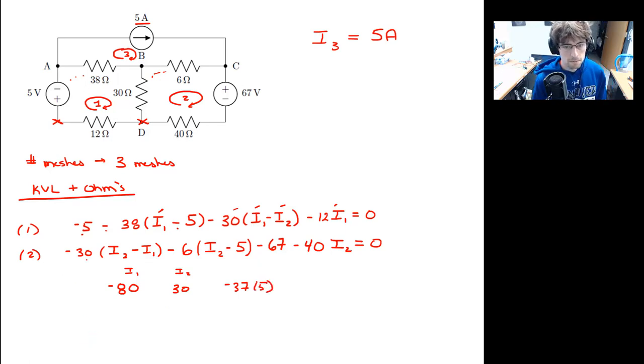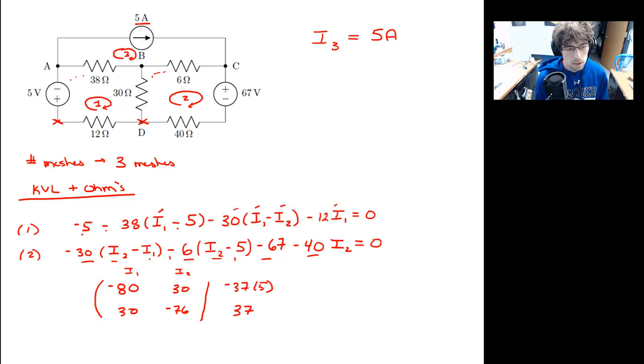How about the bottom one? Okay. Well, we have negative 30 I1. So that's positive 30. That's all I have. So I'll put positive 30. I have a negative 30 I2, negative 6 I2. So I'm negative 36. And a negative 40. So I have a negative 76. And then I need to take care of negative 6 times 5. So that's positive 30 minus 67. So I have negative 37. And then I move it to the other side. So I have a positive 37 here.